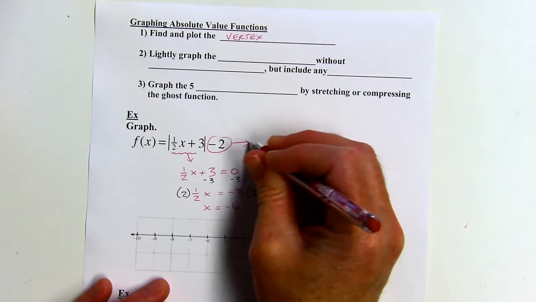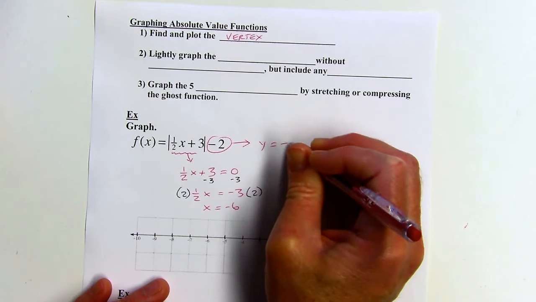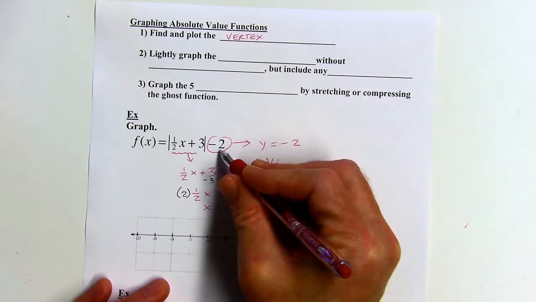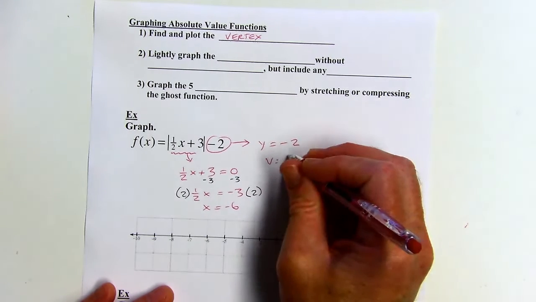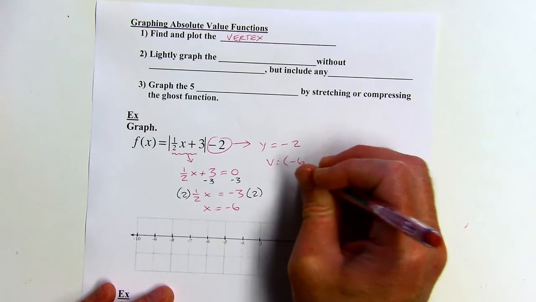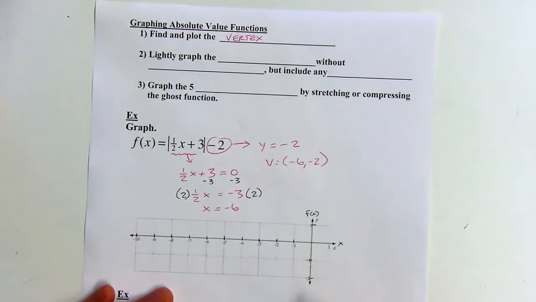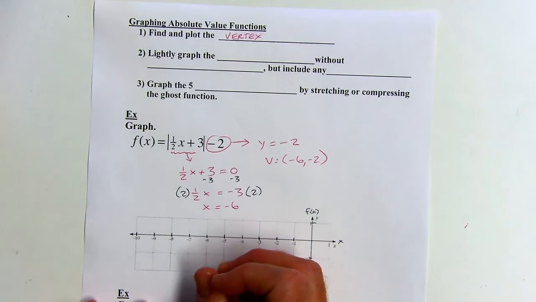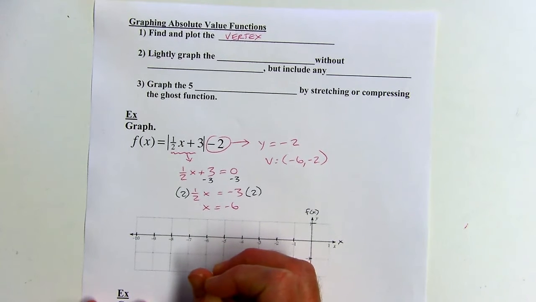My y coordinate is whatever is added or subtracted to the end. If there's nothing added or subtracted to the end, then your y coordinate would be 0, but here it's -2. So my vertex is going to be -6, -2, okay? I'm going to go ahead and plot that on the graph. -6, -2 is right here, okay?